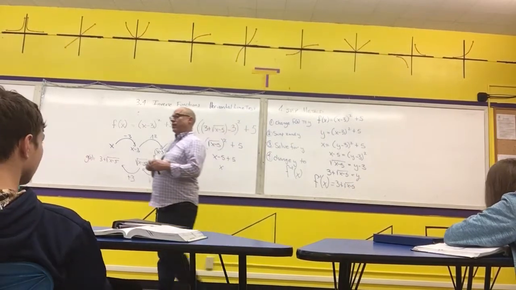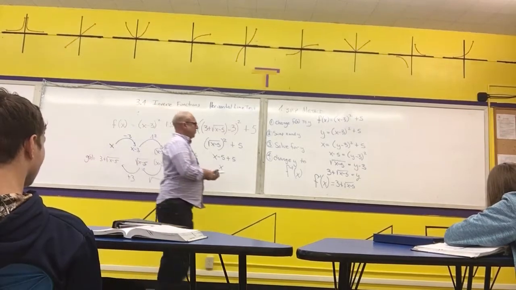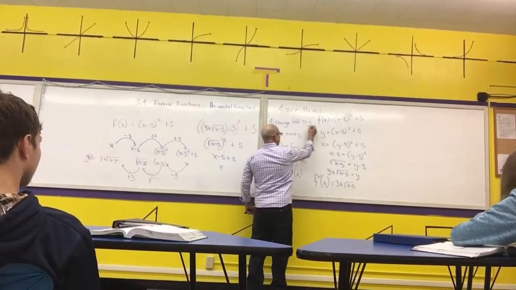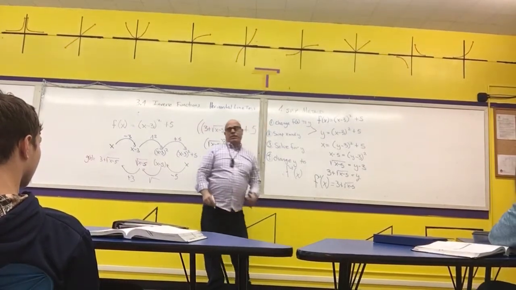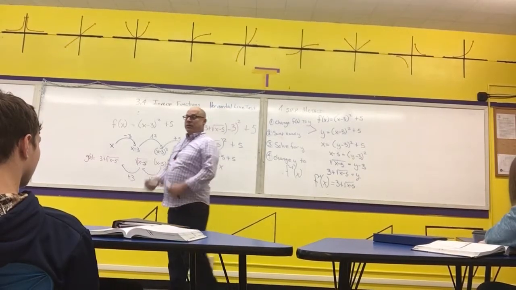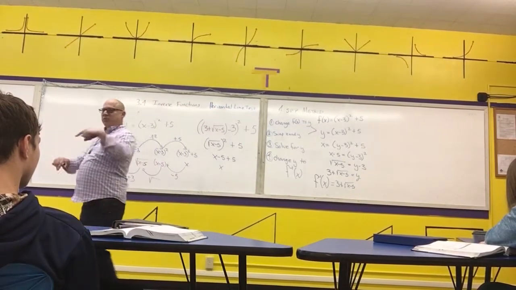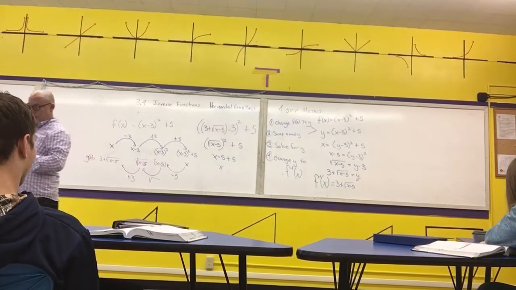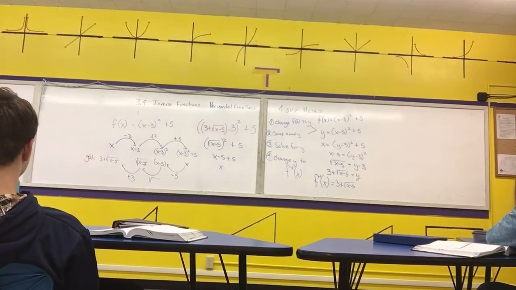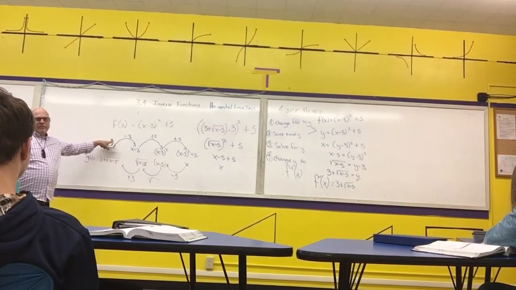On a test or on a quiz, you may perform steps 1 and 2 at the same time. You can change f of x to y and swap the x's and y's at the same time. Everything else you need to do. Okay? If you are using the arrow method for showing me how to find the inverse, this is the kind of work you need to do. Show me the arrow method.